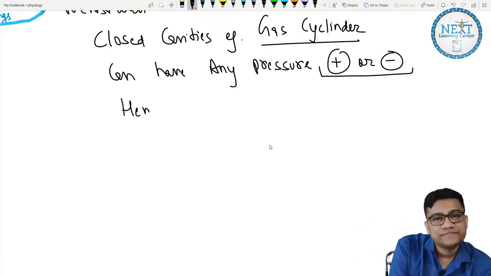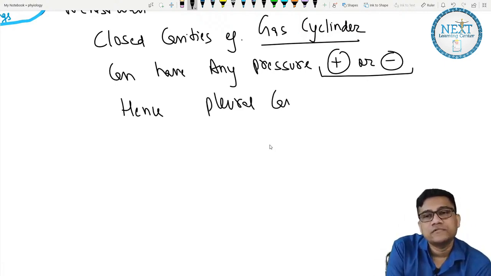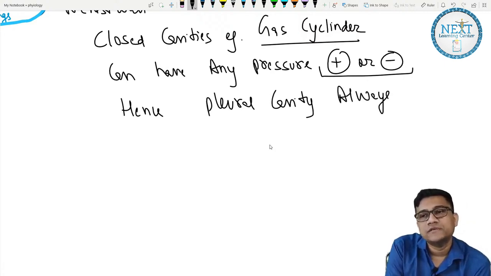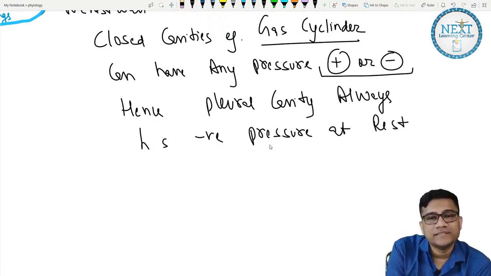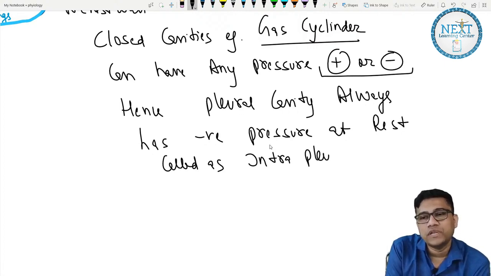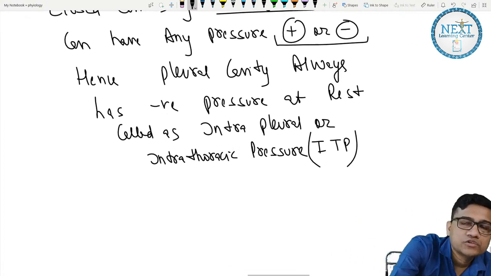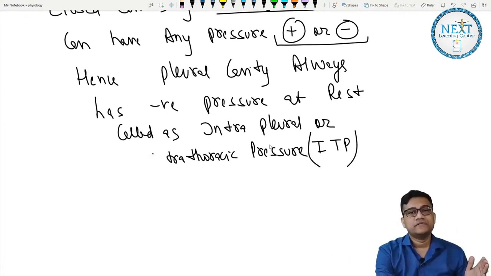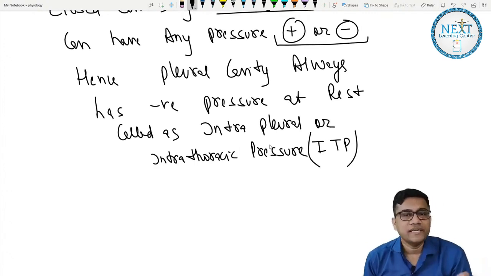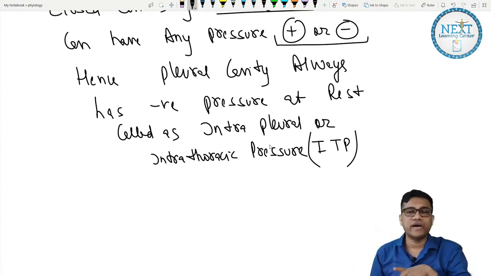Hence the pleural cavity always has negative pressure at rest, called intrapleural or intrathoracic pressure, ITP. Okay, so which pressure? It is ITP, intrathoracic pressure.